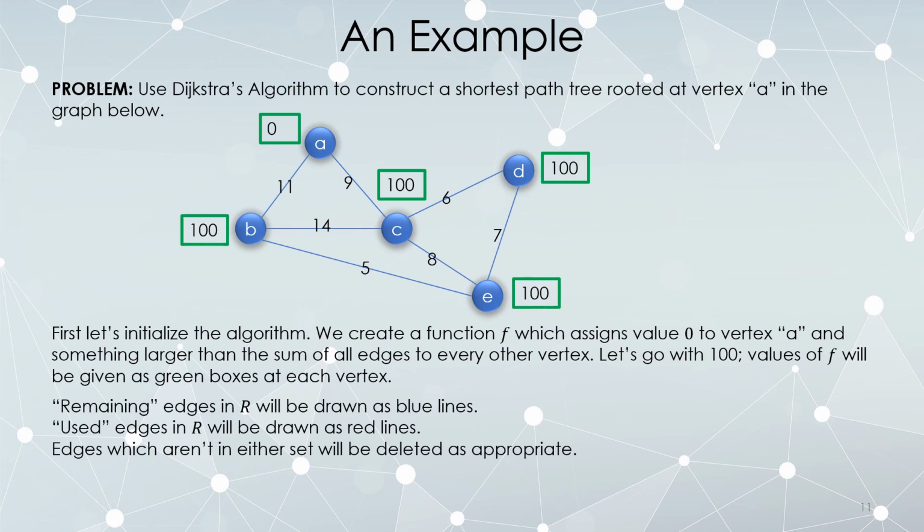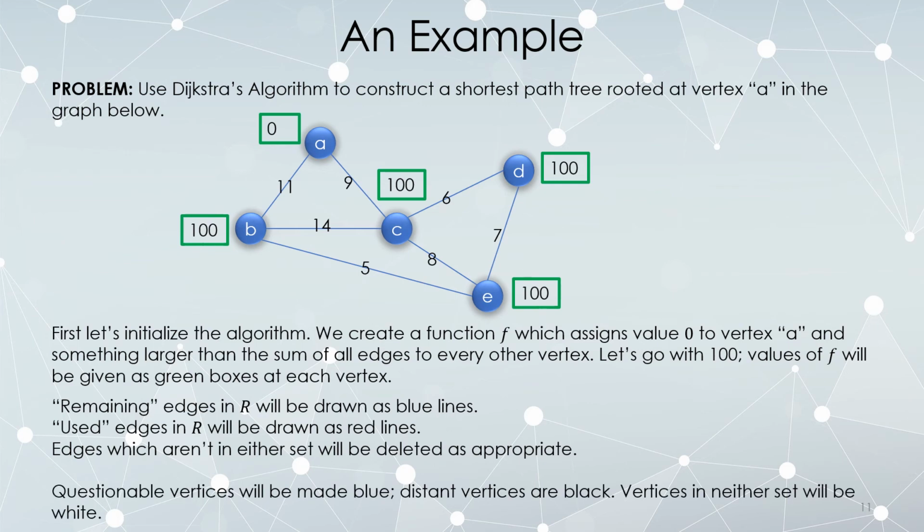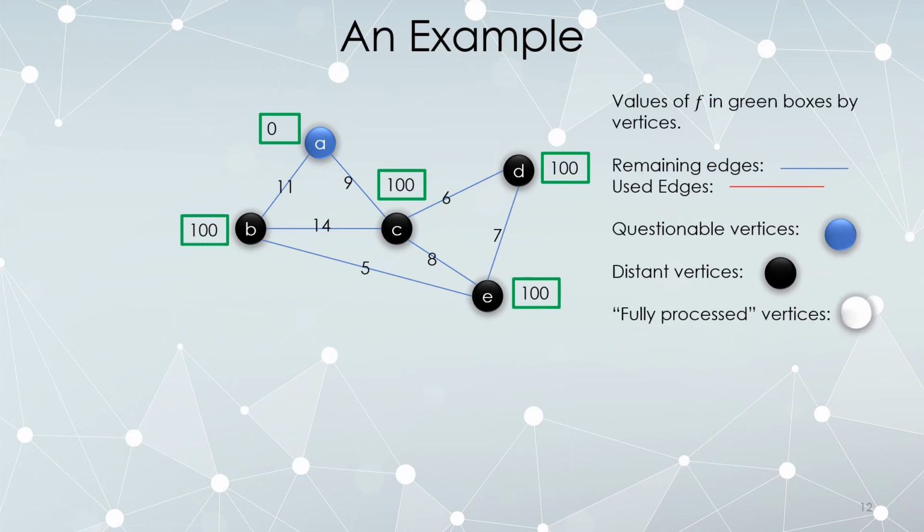Remaining edges are going to be blue, used edges are going to be red, and edges which aren't in either set will be deleted as appropriate. So we start off, remember, with every edge remaining and no edges used. So there they are, they're blue. Questionable vertices are going to be blue and distant ones are going to be black. Vertices that are neither questionable nor distant will be white, but remember that we start off with our home base as questionable and everything else as distant. So there they are. Okay. So here is our key: remaining edges blue, used edges red, questionable, distant and fully processed vertices blue, black, and white as appropriate.